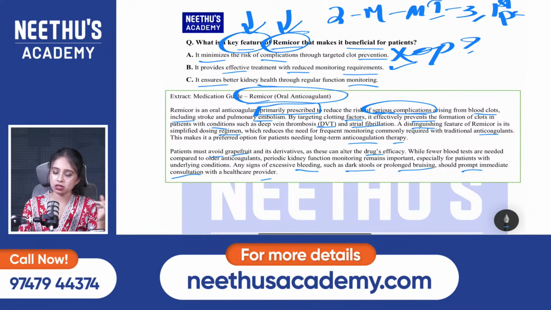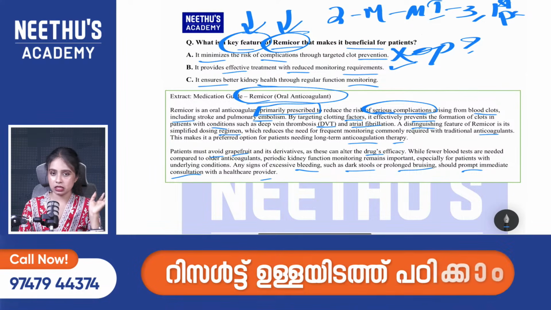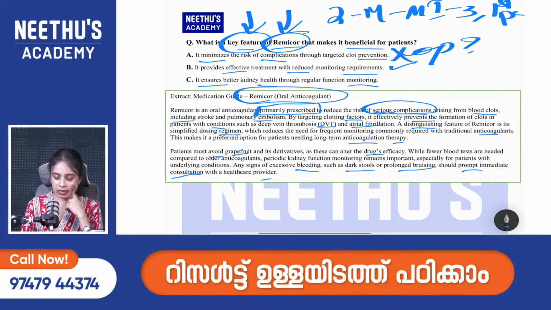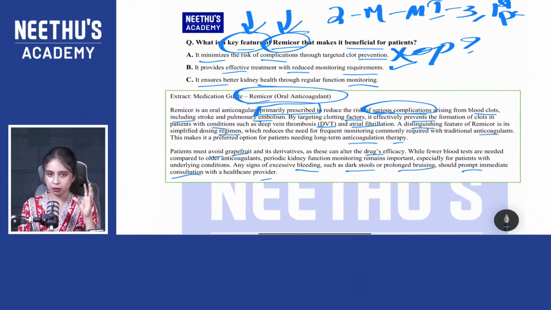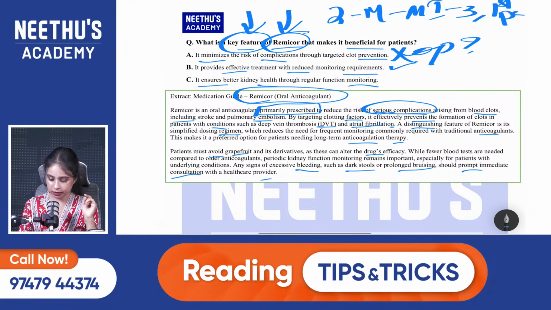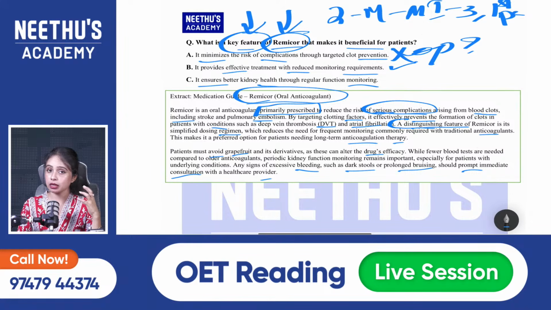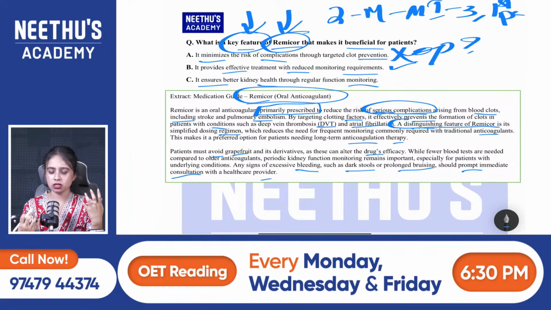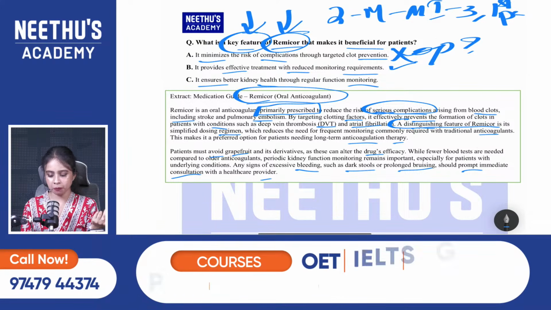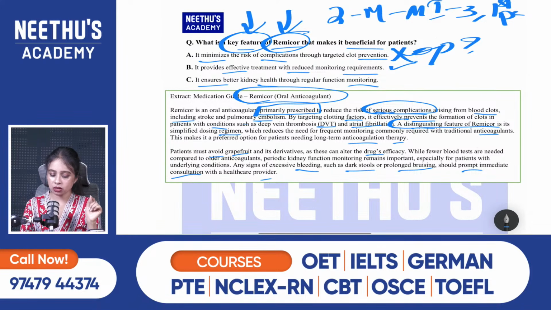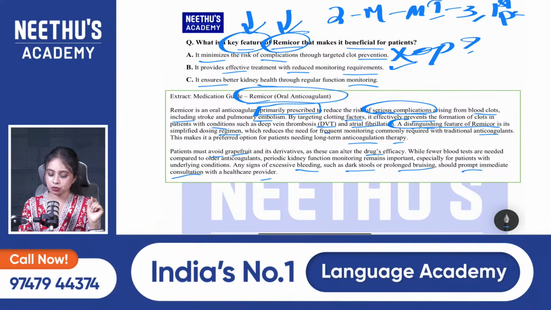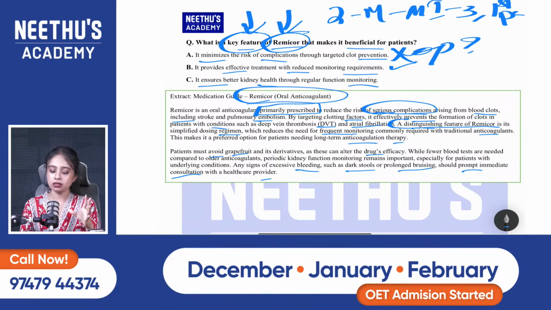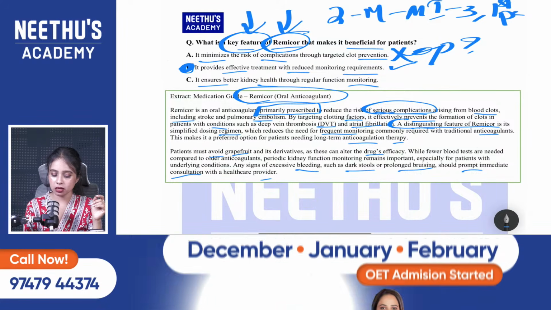Okay, so very good, Shubhajit. Very nice analysis. Here the answer is actually from the first para, but not from the first line. It is actually in the second, third line. See, a distinguishing feature, that means the key feature, the important feature of Remicor. Exactly the question. So what is the distinguishing feature of this medicine? Is its simplified dosing regimen, which reduces the need for frequent monitoring commonly required with traditional anticoagulants. That means answer is option B. Simply that is the right answer.